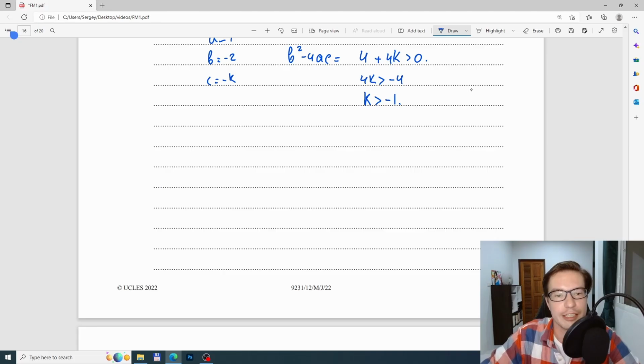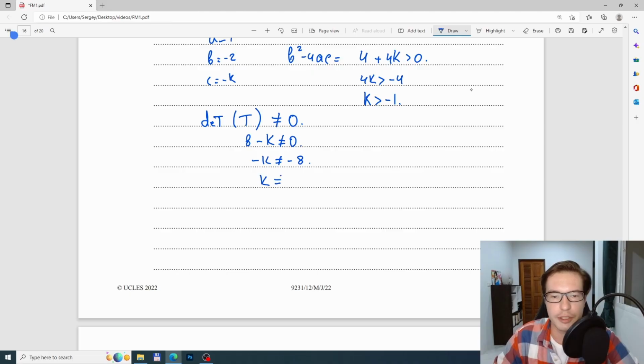But also don't forget that our transformation matrix should not be singular. So that means the determinant of the transformation matrix should not be equal to 0. Okay, let's find the determinant. It's 8 minus k, which should not be equal to 0, so minus k is not equal to minus 8. That means k is not equal to 8. Okay, now that's the final answer for this question: k is bigger than minus 1, but k is not equal to 8.